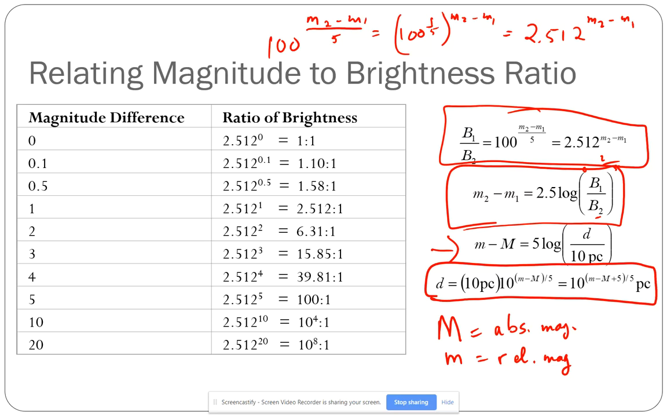This table here is to just give you a feel. If the difference between the magnitudes is 4, then the ratio of brightnesses is 2.512 raised to the 4th power, 39.8 to 1. And so you can get a feel for the numbers, but you still should be able to do the calculations. Now, look at this once again. If I have 2 stars and the difference between them is 4, how am I going to know which one's the brighter one?